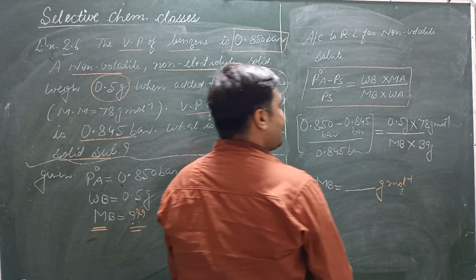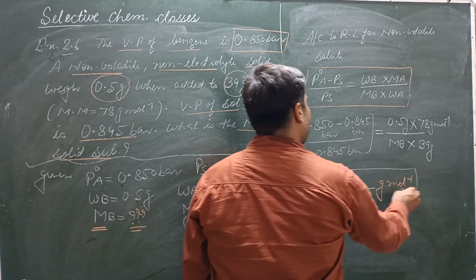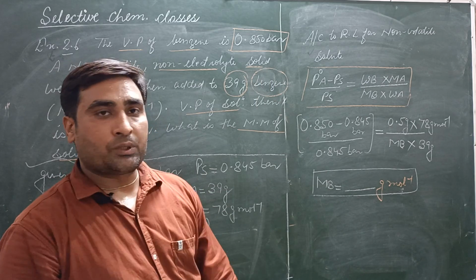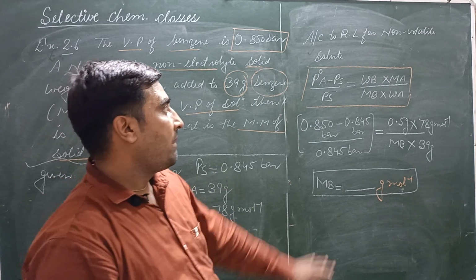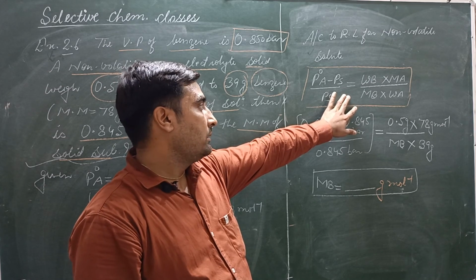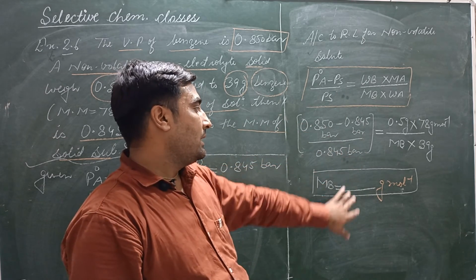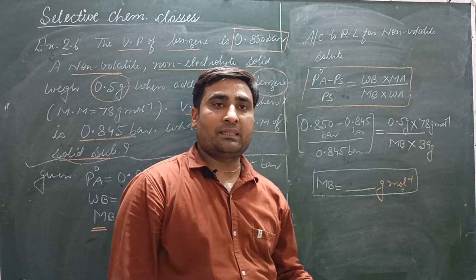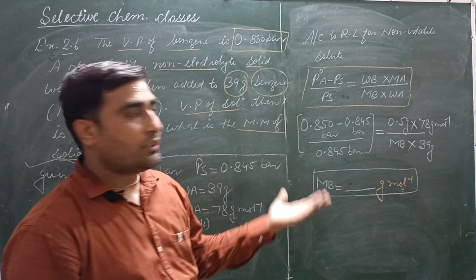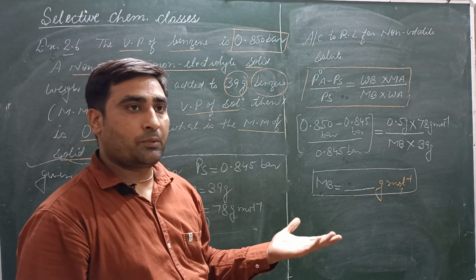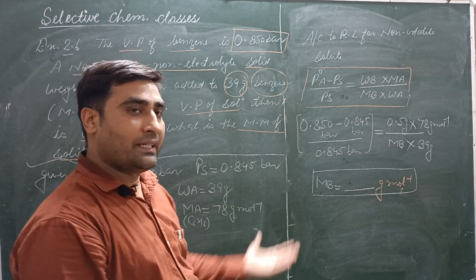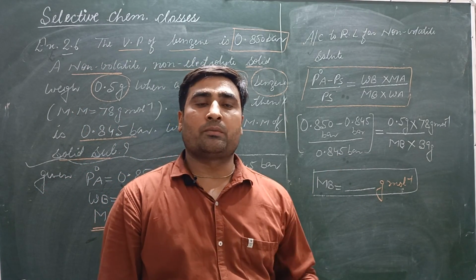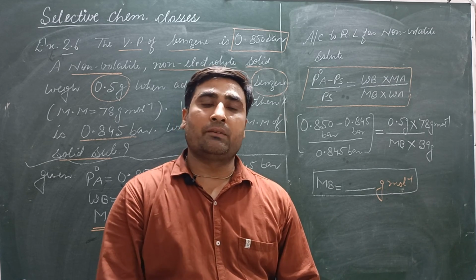Always write a unit along with the answer, because in such types of numerical problems, the formula has marks. Apply the conditions and finally find the answer along with the unit. There will be step by step marking and you will get the benefit of solving the numerical problem this way, and you can easily solve numerical problems on the first colligative property, relative lowering of vapor pressure.